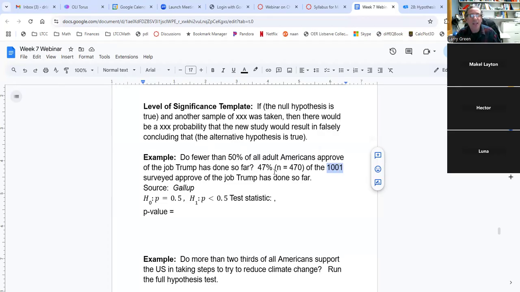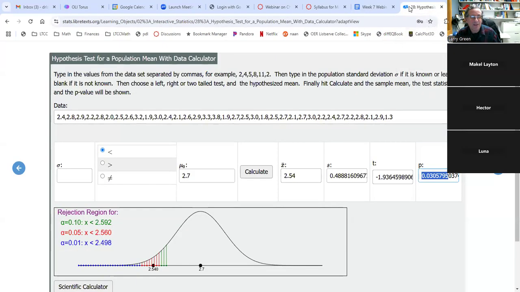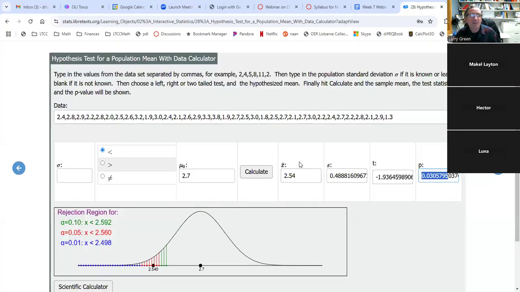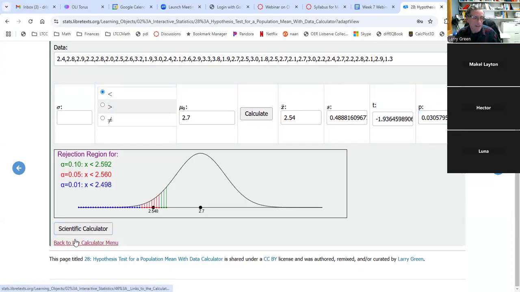We're going to have to go to the calculator. And actually, let's write this down. H naught is p equals 0.5. H1 is p is less than 0.5, because fewer than means less than. Can I use this calculator here? Hypothesis test for the population mean with data calculator. Okay, that's not going to work. So let's go back to the calculator menu.